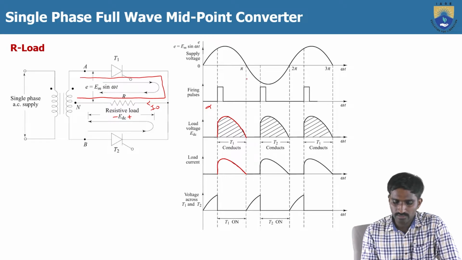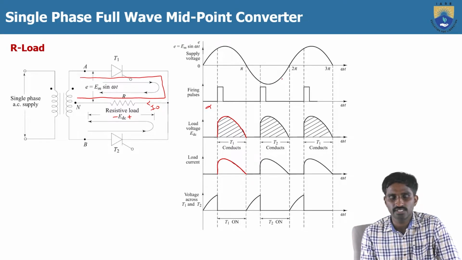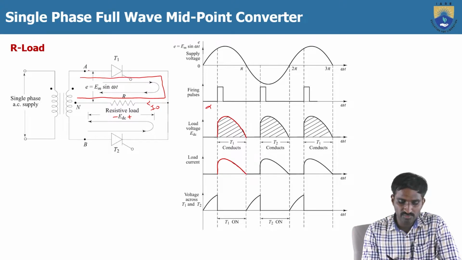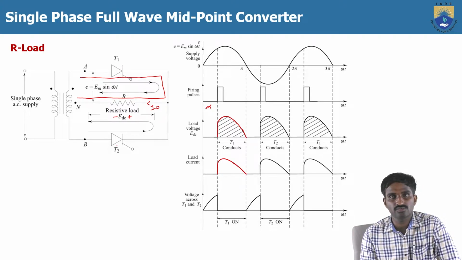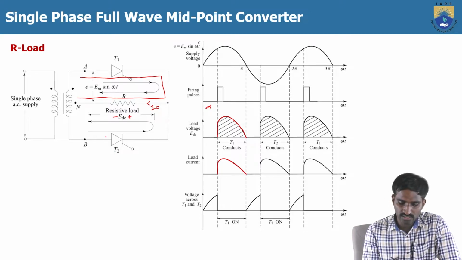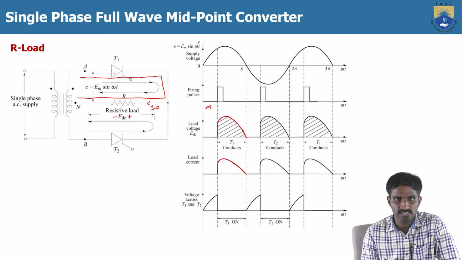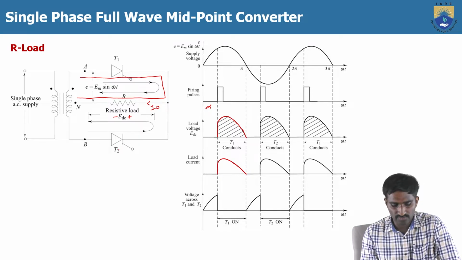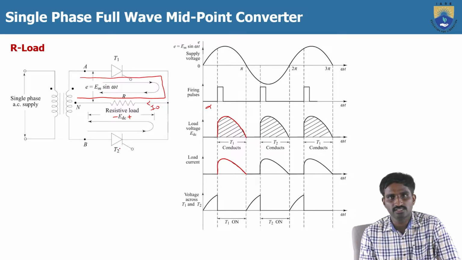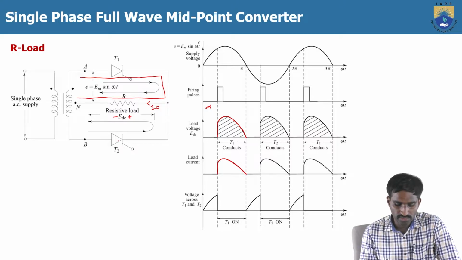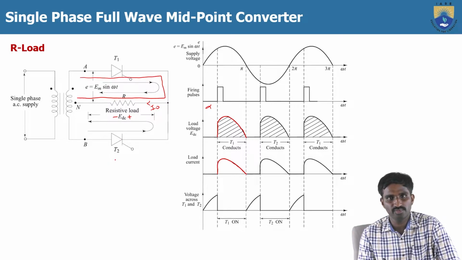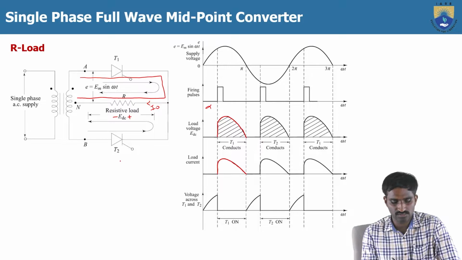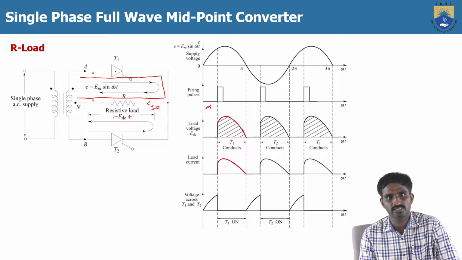So after pi, the supply will have the negative terminals, which means the terminals across the thyristor T1 will change, and the terminals across the thyristor T2 will also change. Then the reverse biased voltage is applied across the thyristor T1, and at the same time the forward biased voltage is applied across the thyristor T2. So the thyristor T1 will get turned off because of the natural commutation or the line commutation, because the reverse biased voltage is applied across the thyristor T1.